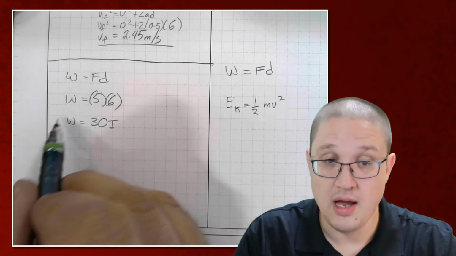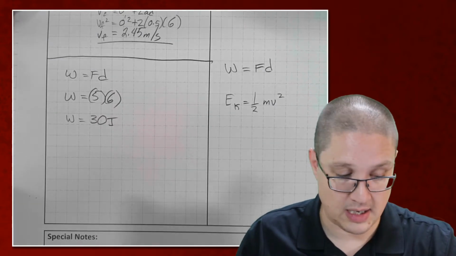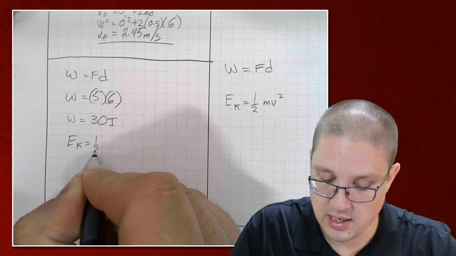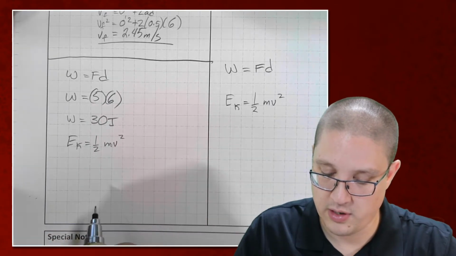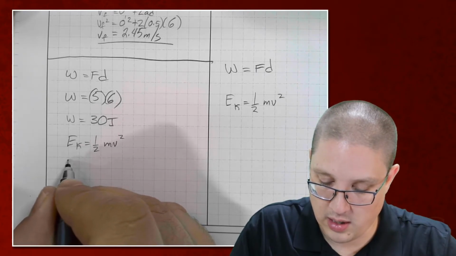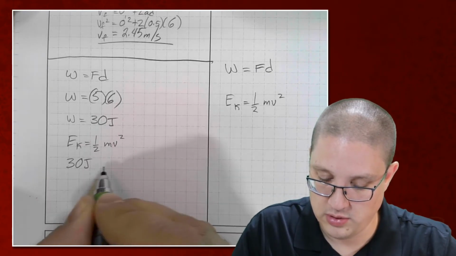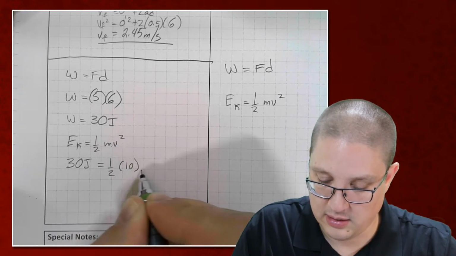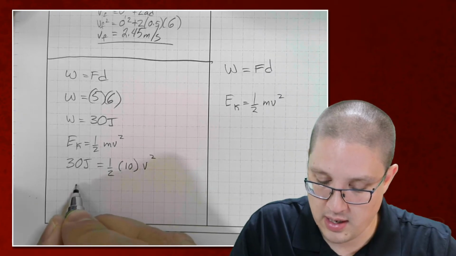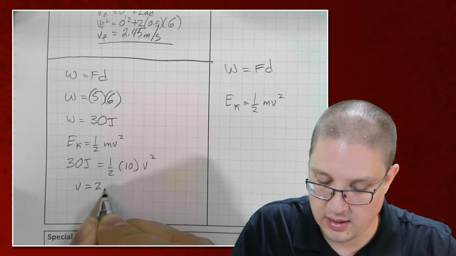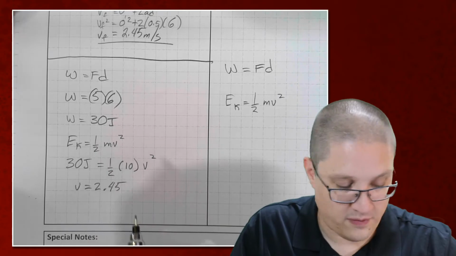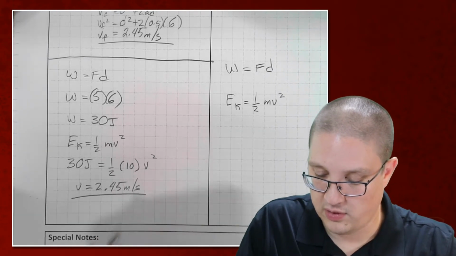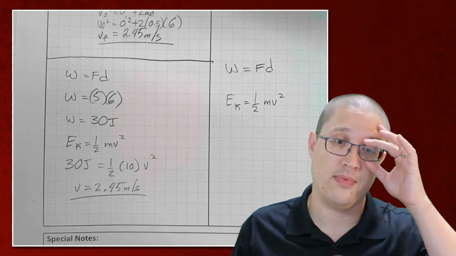So I can take my work here, which is converted to kinetic energy, and I can say my kinetic energy is 1/2 mv squared. So I can write 30 joules equals 1/2 times 10 kilograms times v squared. And solving that through, I get 2.45 meters per second for my velocity. You can do the algebra on that one.